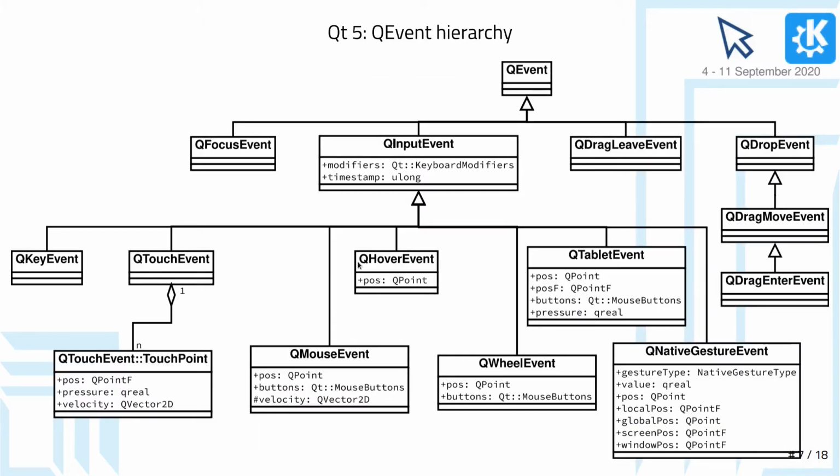The reason for this was that the event hierarchy looked like this. They have different APIs between the different event types. They're quite similar, but they're different.